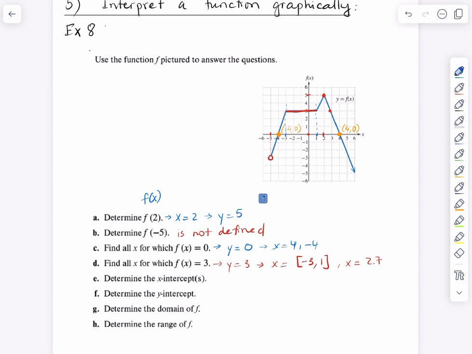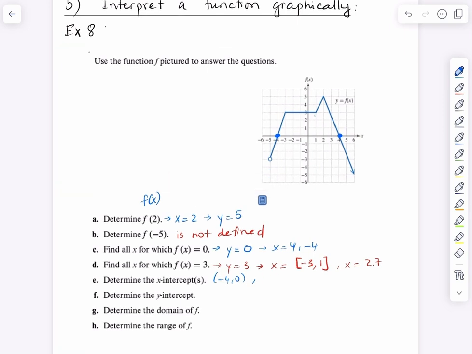Okay, part E, determine the x-intercepts. X-intercepts are the points where the graph intersects with the x-axis. So that's going to be this point and this point. Those are the points that the graph intersects with the x-axis. So those points are, let's provide ordered pairs. It's going to be negative 4, 0 and 4, 0. Determine the y-intercept. Y-intercept is the point where the graph intersects with the y-axis. So that's going to be this point right here. And that's going to be 0, 3.